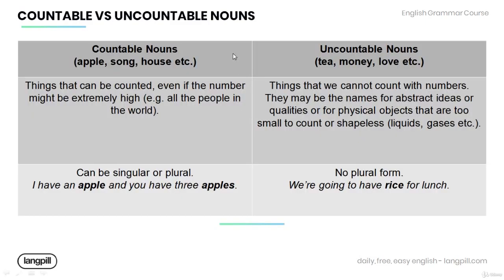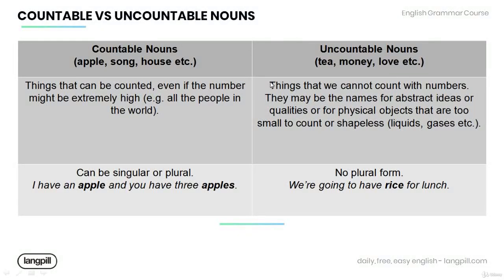Now let's have a look at the difference between countable nouns and uncountable nouns. Countable nouns are things that can be counted, even if the number might be extremely high. For example, all the people in the world. Other examples are apple, song, house, etc.